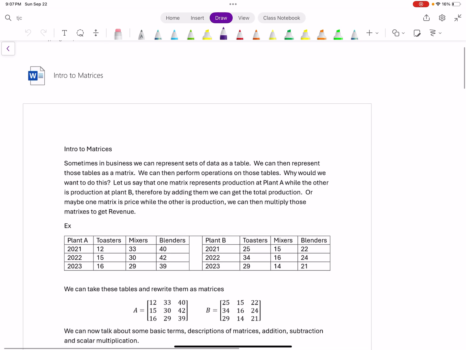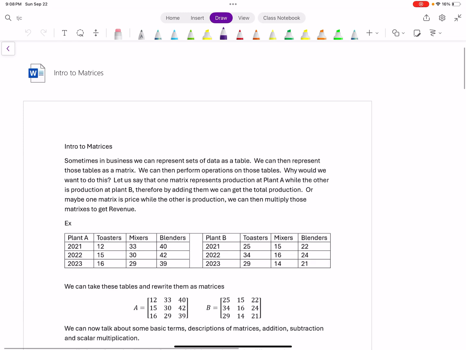So we have these matrices. We have two plants, plant A and plant B. Plant A in 2021 made 12 toasters, 33 mixers, and 40 blenders. In 2022, it made 15 toasters, 30 mixers, and 42 blenders. In 2023, it made 16 toasters, 29 mixers, and 39 blenders. And we can represent them as a matrix, which I've done here.